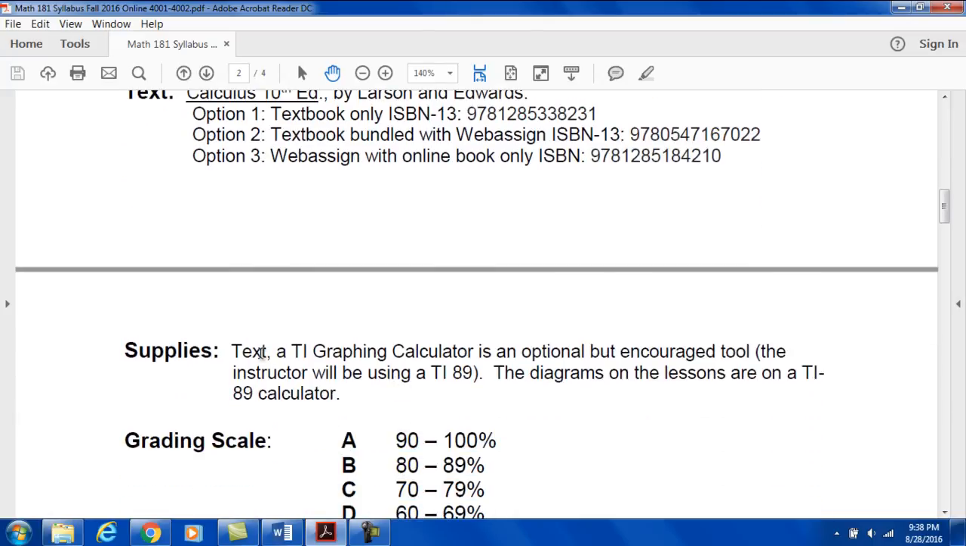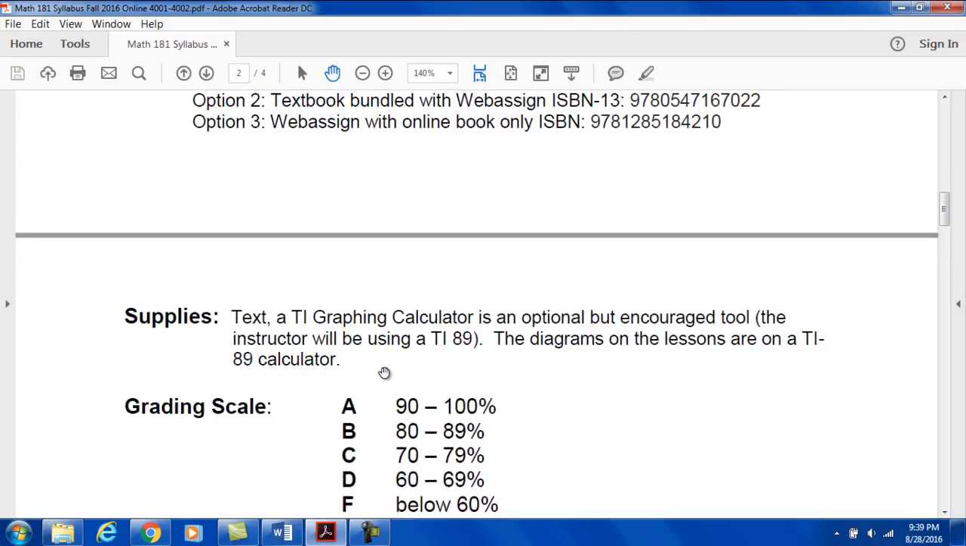Supplies needed: some kind of a textbook, either a regular one or an e-book version. A TI graphing calculator is optional but encouraged. I will be using a TI-89. When you look at my lessons, I have pictures from the TI-89.